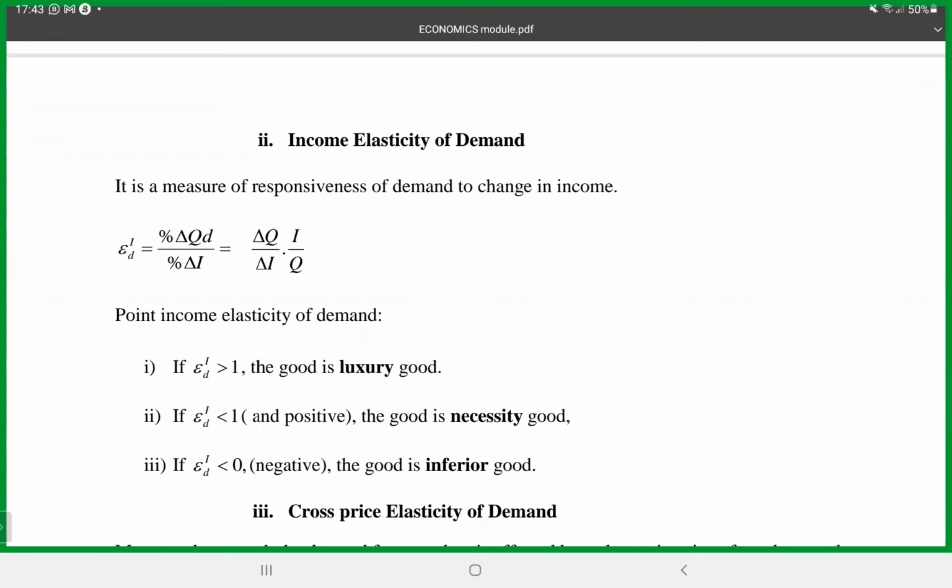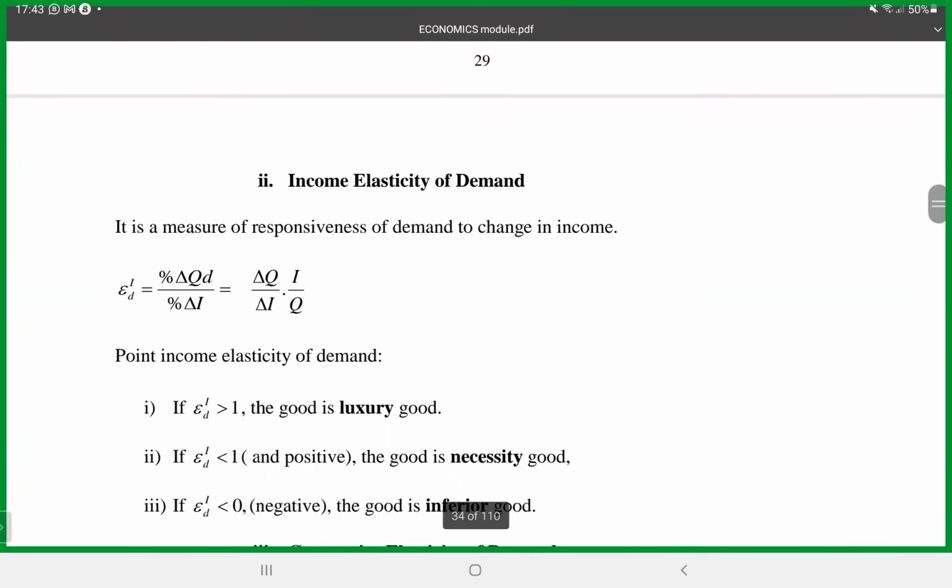Can someone give me an example of an inferior good? Anyone? Any practical example of an inferior good in real life? Soya tanks, sir. So you find that with inferior goods, when people have money, when they have gotten paid, they don't like buying soya tanks. Some people don't like them. They just take them because they are stuck. When things are fine, they cannot take that.